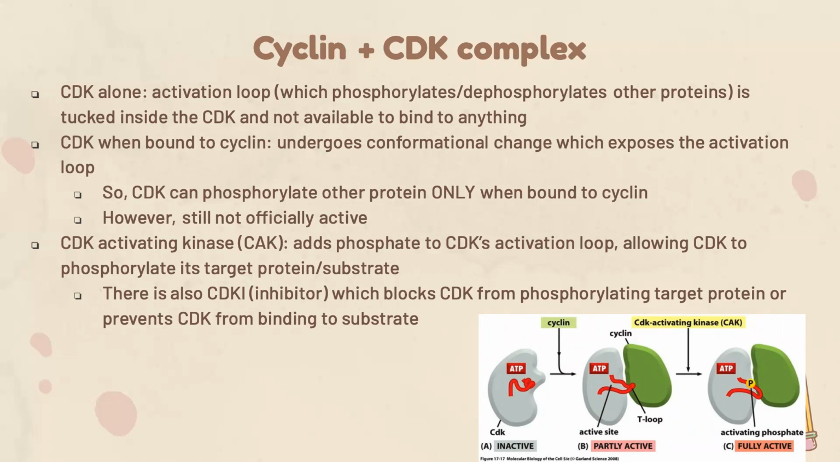Once CDK is bound to cyclin, it undergoes a conformational change, which exposes the activation loop. And this will allow CDK to phosphorylate other proteins, but it doesn't mean that it's fully active. And then you need a CDK activating kinase or CAK to add a phosphate to CDK's activation loop, which is what completely allows CDK to phosphorylate its target substrate.